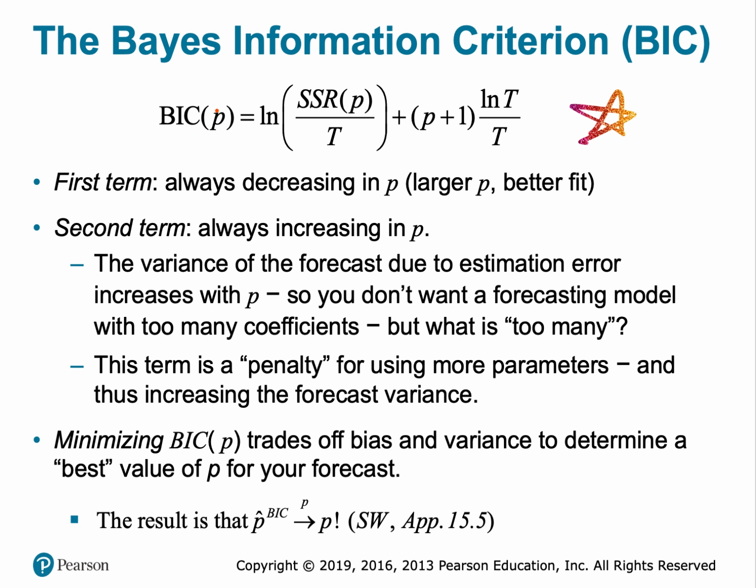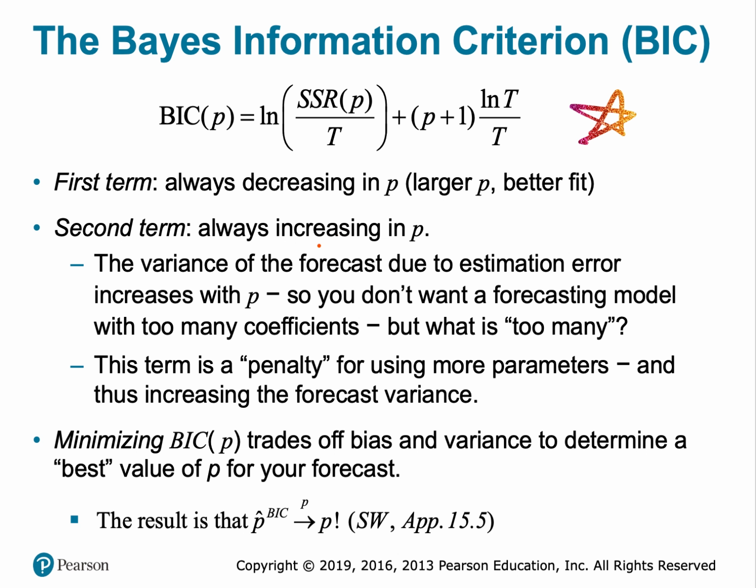BIC, Bayes information criteria, of P lags is equal to the natural log of the sum of squared residuals of that model with that many lags over T, that's the number of observations in the time series, plus P plus 1, P is the number of lags plus 1, times natural log of T over T. The first term is always decreasing in P, the number of lags. So the larger the number of lags, the better fit, because this is always decreasing in P. So larger P, better fit.